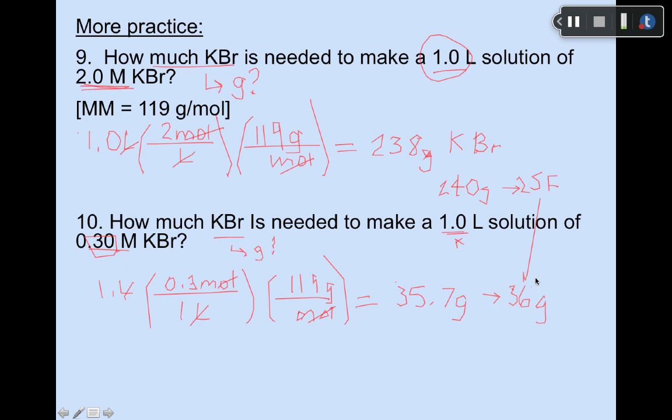All right, I hope these examples have helped you to understand how to work some of these problems. Good luck with doing these various examples so that you'll be comfortable with them when it comes time for an exam.